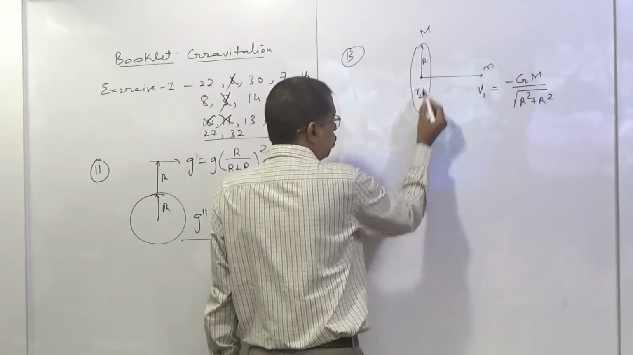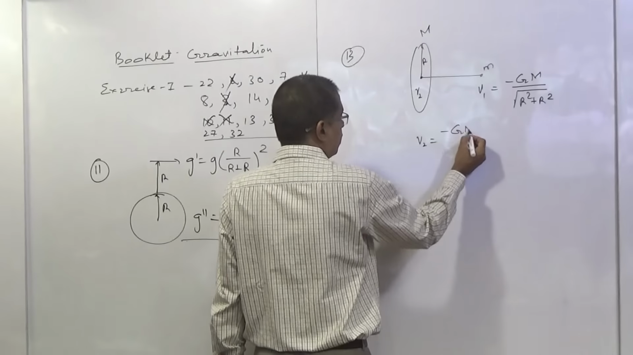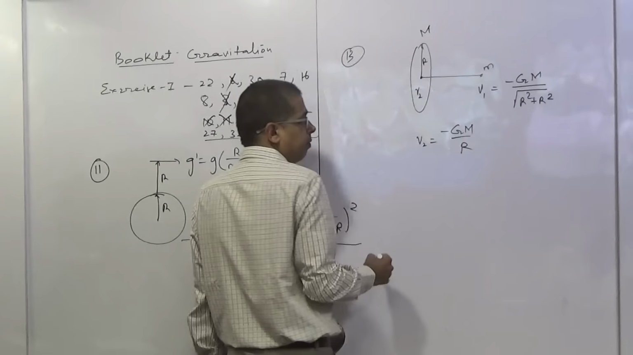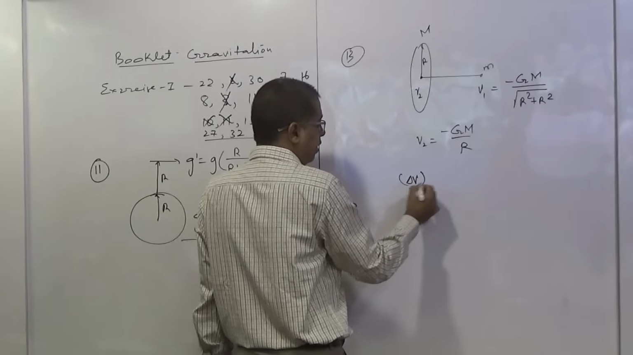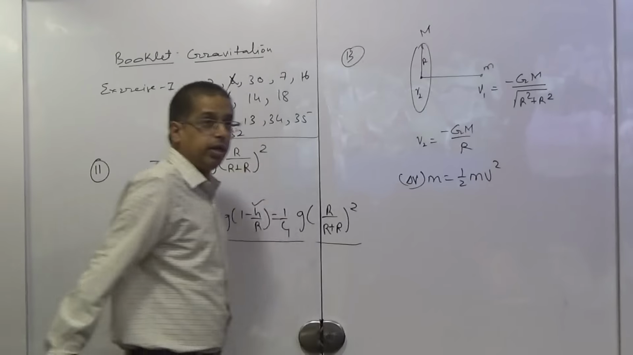Now V2, what will V2 be? V2 will be minus GM by R. Delta V into m is half m v square.